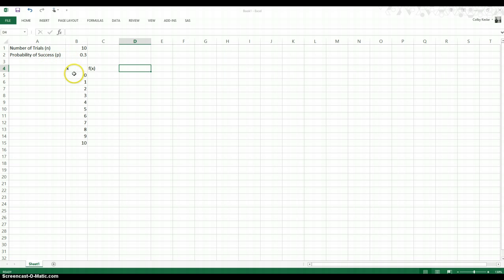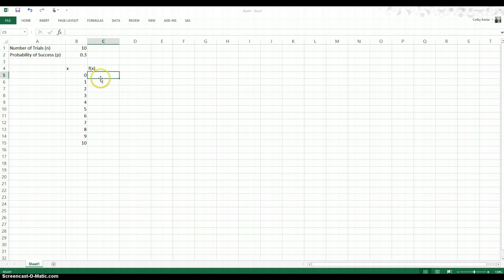So in a binomial distribution, here underneath the x column, I have 0 through 10, which is going to represent exactly 0 successes or 10 failures, exactly 1 success, which would also be 9 failures, 2 successes and 8 failures, and then so on down the line. And under our f of x column, we are going to compute the probability of each of these.